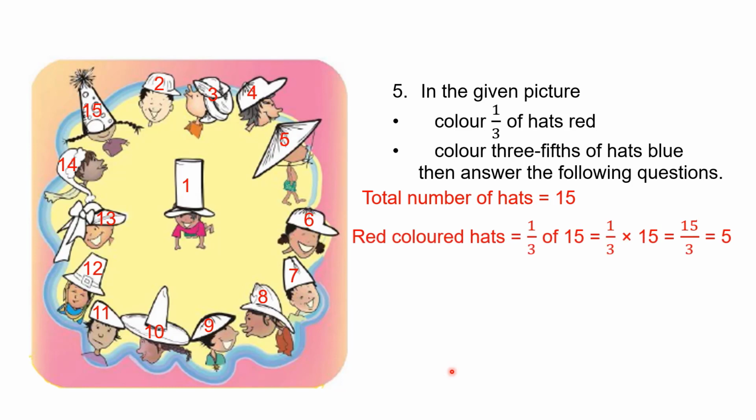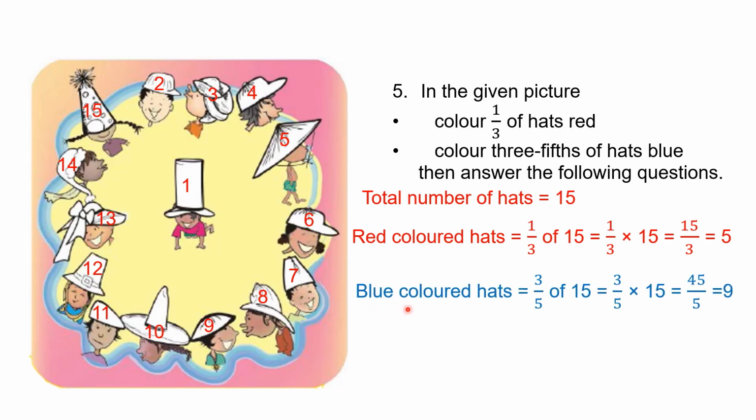Red colored hats, 1/3 of the hats red. So that is 1/3 of 15. It equals 1 by 3 multiplied by 15. 15 ones are 15, divided by 3. 15 by 3 equals 5, since 3 fives are 15. So the number of red colored hats is 5.